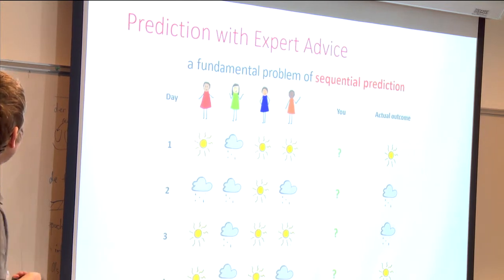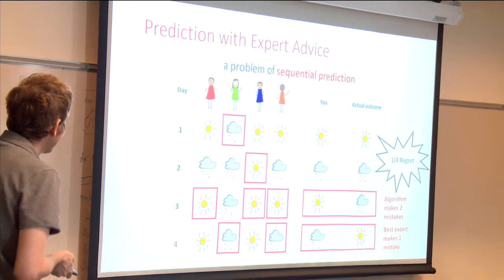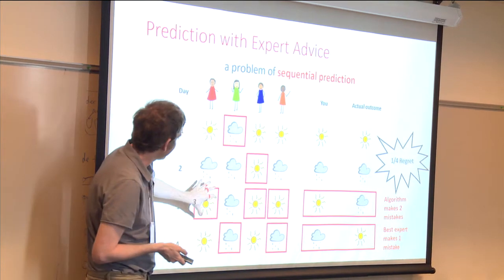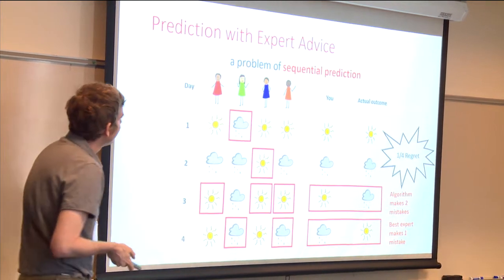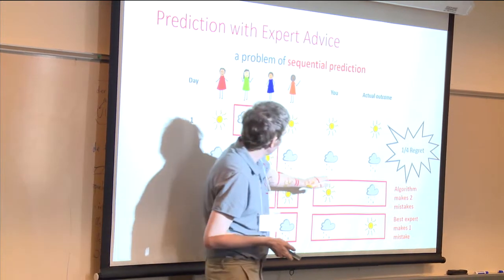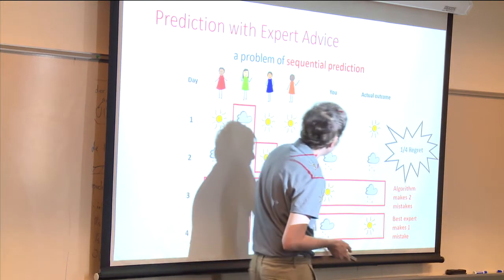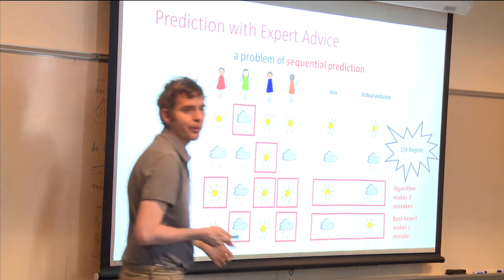In this example, these red boxes indicate errors. We see that one of these 4 experts only made an error on 1 day, so that's the best expert. Our algorithm made an error on 2 days. So our regret is 2 minus 1 divided by the number of days, 4. It's 1/4.